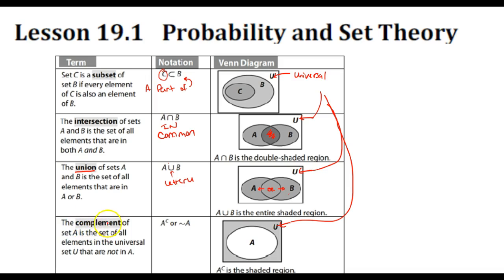And last but not least, complement. It's not a compliment like people giving you a compliment, but a complement. Let's say I have the complement of set A, which is all the elements that are not in A. They denote that by either a C in the upper right hand corner or with this little squiggly line symbol in front of A. So for example, A complement is everything in the shaded region, everything that's not exactly in A.